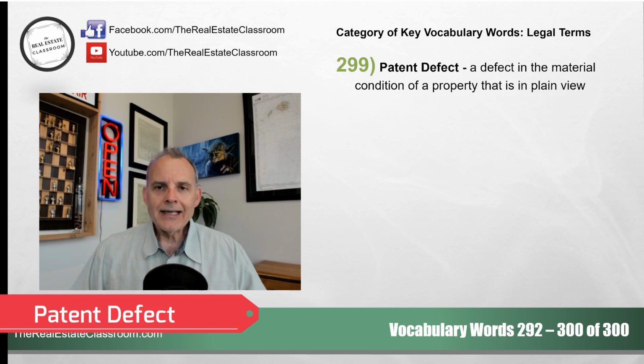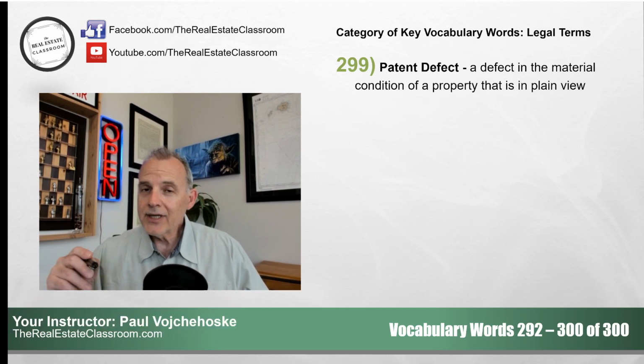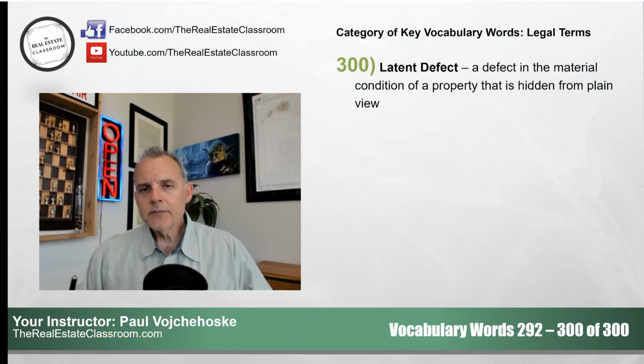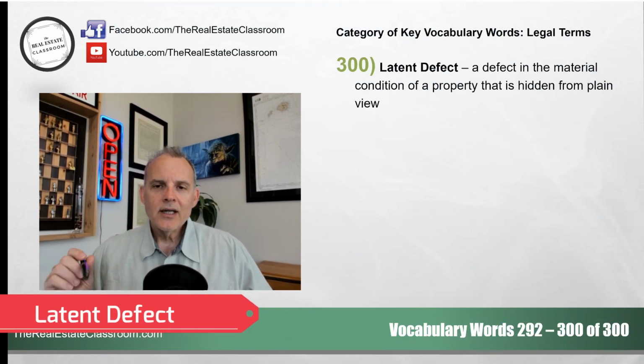299, what is a patent defect? A patent defect is a material defect in the material condition of the property that's in plain view. The way that I remembered this when I was a student is patent defect, plain view, P&P. Patent defect is simply something you can see in plain view, like a hole in the wall, termite damage that is readily visible, etc. And last but not least, number 300, latent defect.